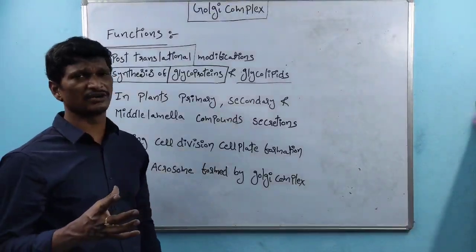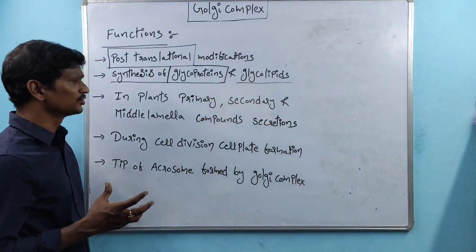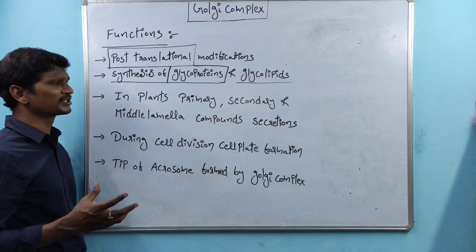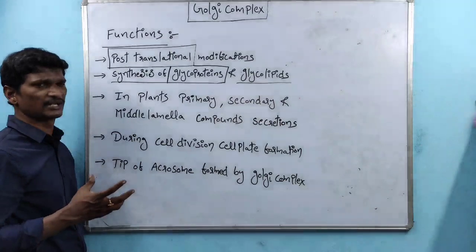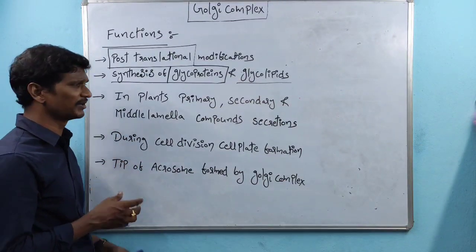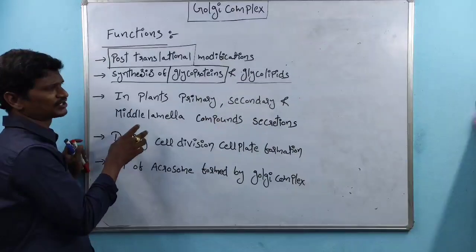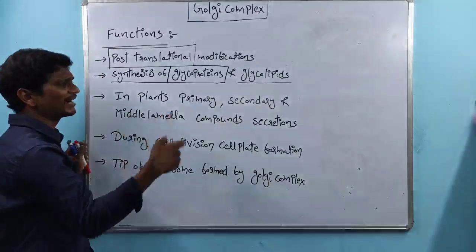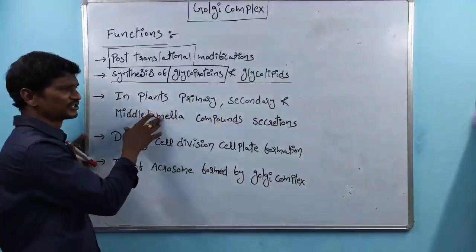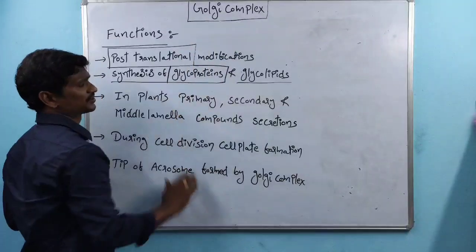So here, synthesis of cellulose substances, synthesis of hemicellulose substances, right? All these components, which are required for the formation of the primary cell wall, secondary cell wall and middle lamella. In the middle lamella, calcium pectate and magnesium pectate. All these components are synthesized and packed within the Golgi complex. So the substance synthesis and the substance packing are majorly done by the Golgi complex, right?